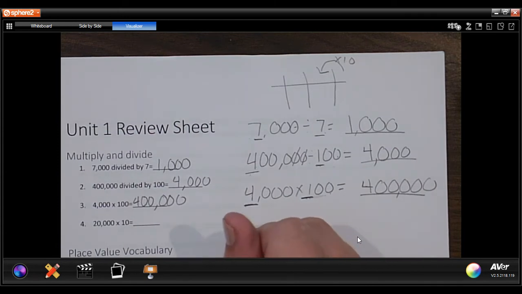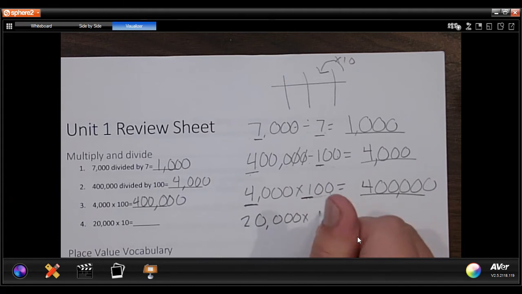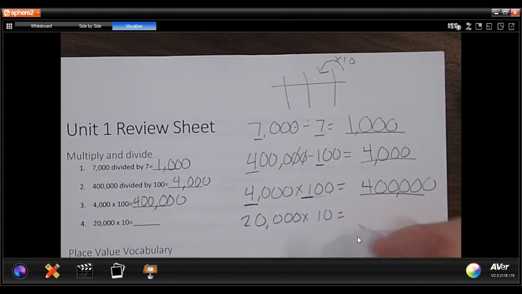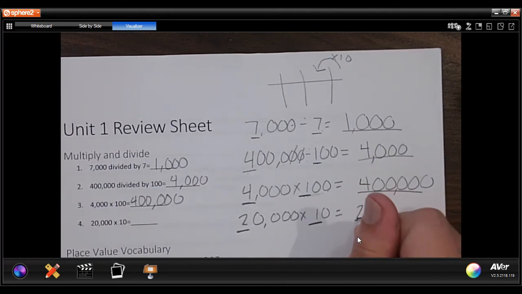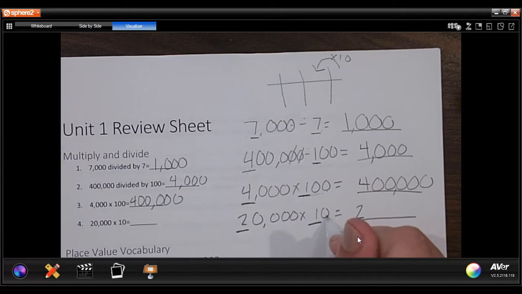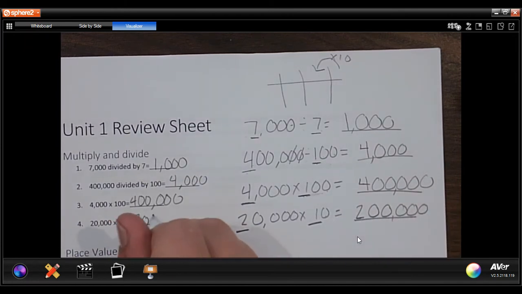Lastly, number 4, 20,000 times 10. I'm going to underline the digits that are not 0. 2 times 1 is 2. This one already has 4 place values, and I'm going up 1 place value, so that will give me 5 place values, 5 zeros. 1, 2, 3, 4, 5. So my answer to this one is 200,000.